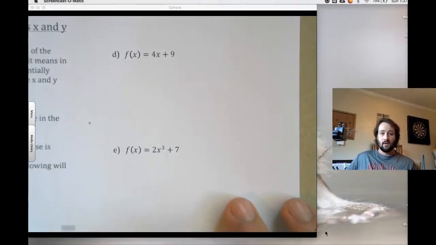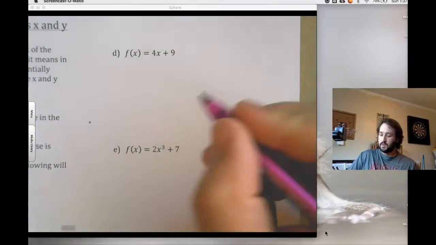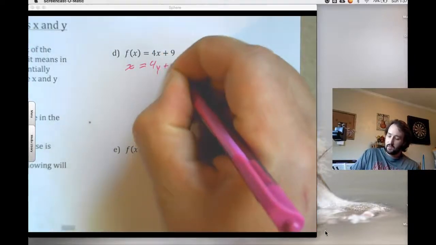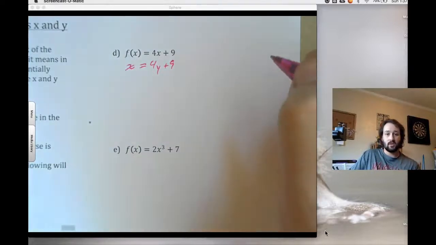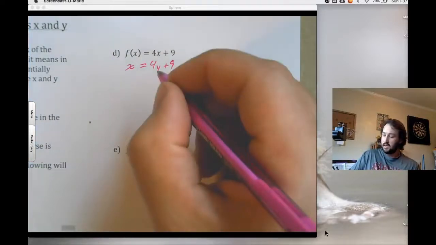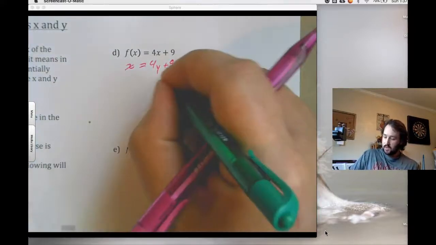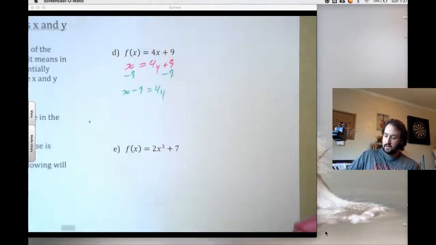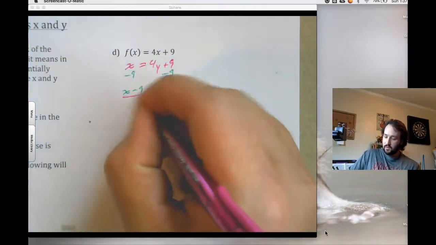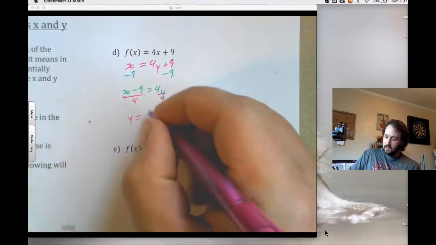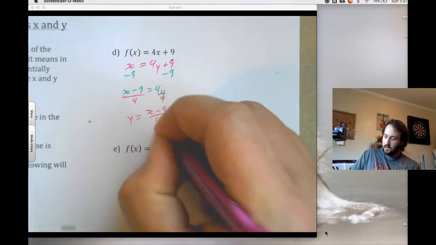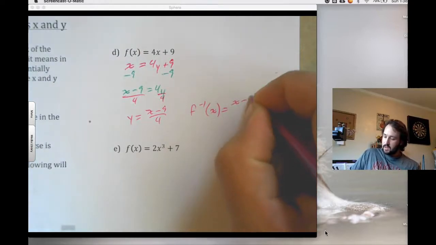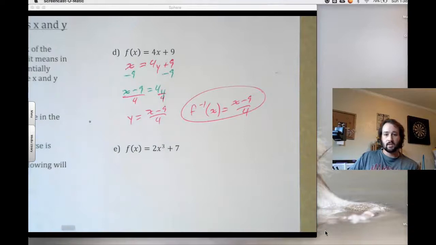So we have f of x or y equals 4x plus 9, so switch them where they are. Do not change anything else about it. So now this is 4y plus 9. Notice all I did again was switch the x and y exactly where they are in the equation. Now I'm going to resolve for y. So I can subtract 9, so I have x minus 9 equals 4y. And then divide everything by 4, so divided by 4, divided by 4. So y equals x minus 9 over 4, or f inverse equals x minus 9 over 4. That's probably how I would like to see it written.